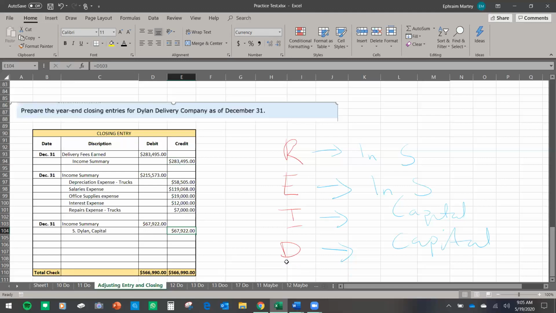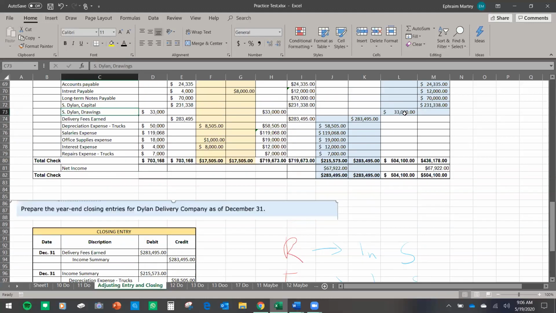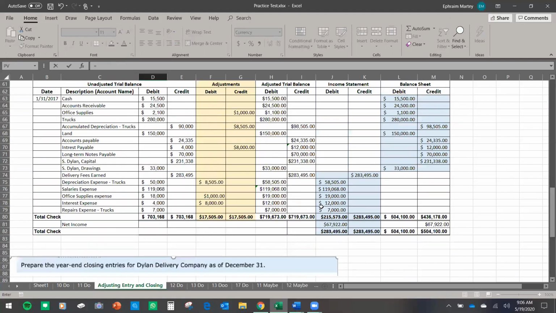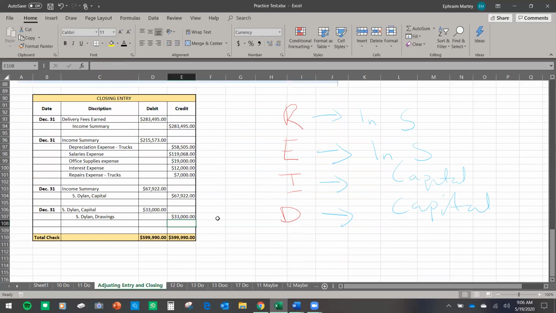Okay. And then drawing, because drawing is always debit, we are going to make it credit to get rid of it. And if we make it credit, it's going to decrease our capital, so that will go into the debit side of our capital. How much was our drawing? Let's go back. We have our drawing here. That was 33,000. So we're going to reference that 33,000 of the drawing. It goes into the capital and then we close it. So that is how you do your closing entry.